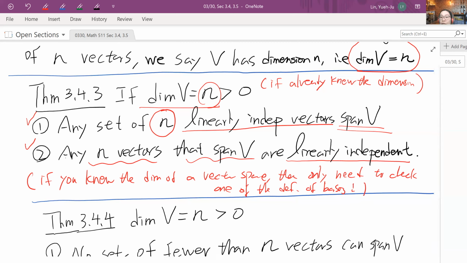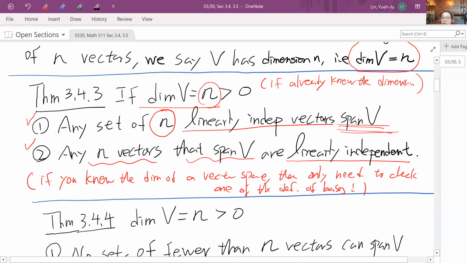Okay, so this is actually nice. For example, I always use this easy example, in R3, we already knew the dimension is 3. Then if I give you some vectors and ask you, are they a basis? Or in other words, if I ask you, can you find me another basis for R3? Then all you really need to do is to find 3 linearly independent vectors. Because if you can find 3 linearly independent vectors, then going by the first statement, it's going to automatically span R3.